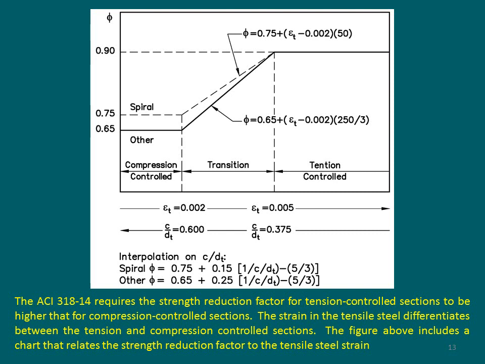Tension controlled means that the strain in the steel is equal to 0.005 or more. Compression controlled is when the strain in the steel is equal to 0.002 or less. If the strain in the steel is in between, you can use this interpolation equation, which is written right there in the middle of the graph. It says phi equals 0.65 plus, and then you just can continue here.